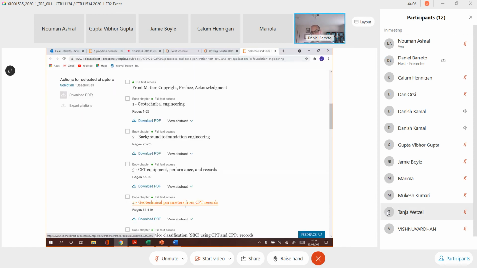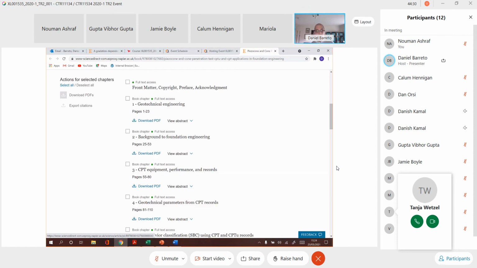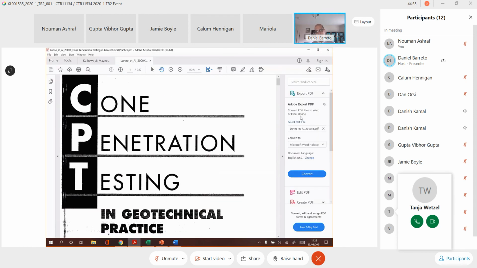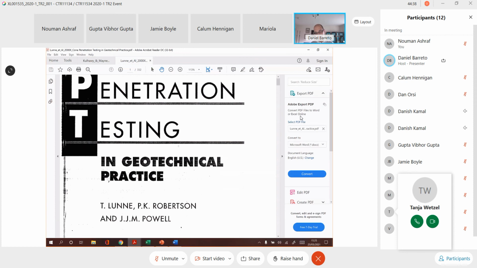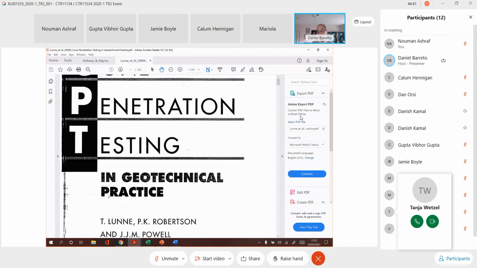Chapter 4 gives you some of those empirical relationships or equations between the CPT test results and geotechnical properties like undrained shear strength or angle of shearing resistance that you then need as an input for the design methods that I'll show you next week. There are other references that are quite useful, and those include this one, Cone Penetration Testing in Geotechnical Practice by Lunne and co-workers. This is practically the industry standard.